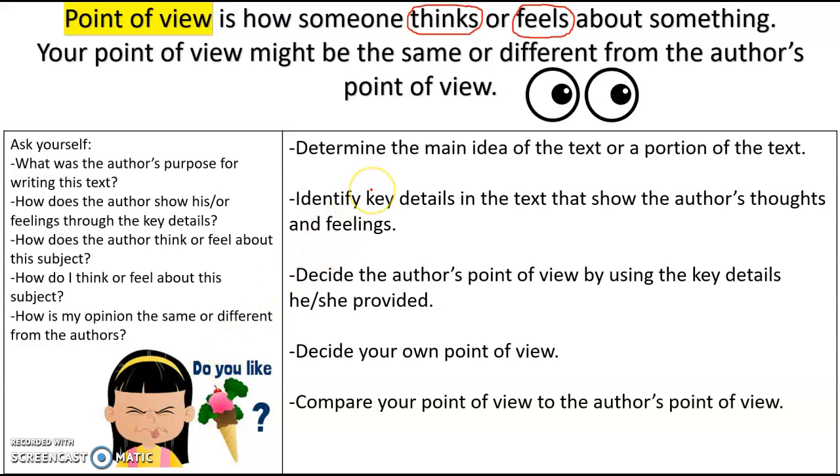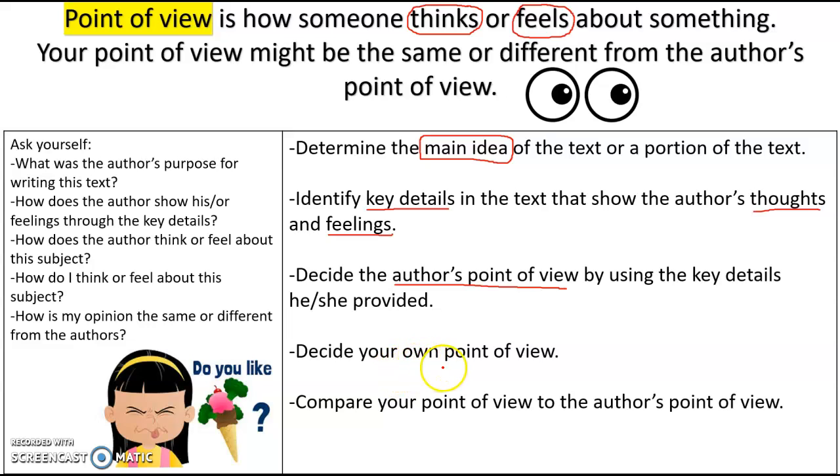So we're going to start by determining the main idea of the text or a portion of the text. So before we can figure out the author's point of view, we have to figure out, what is this text all about? Then we'll look for those key details that show the author's thoughts and feelings. Then, using those key details, we can decide on the author's point of view.